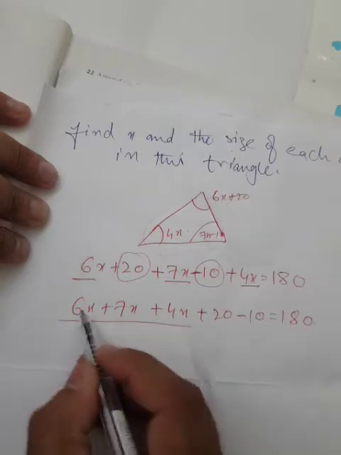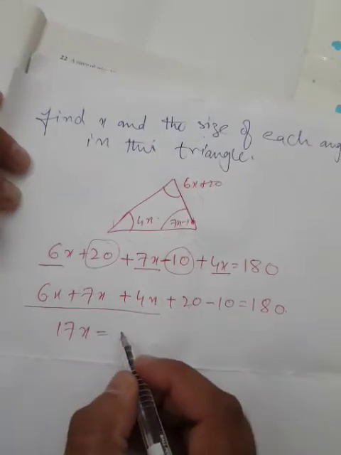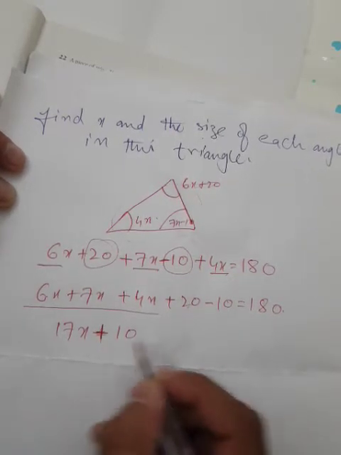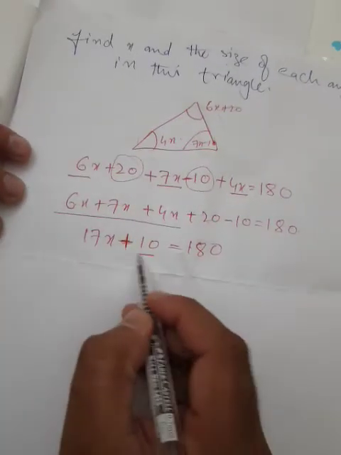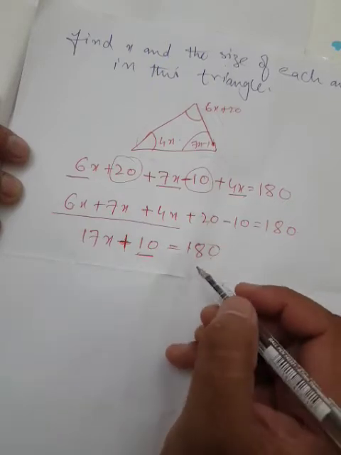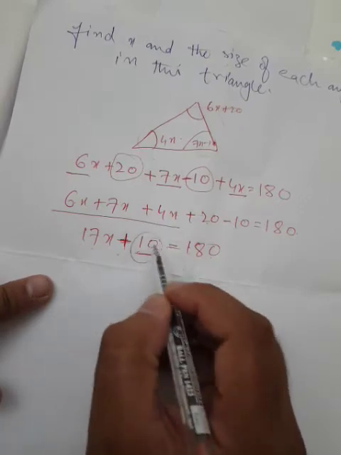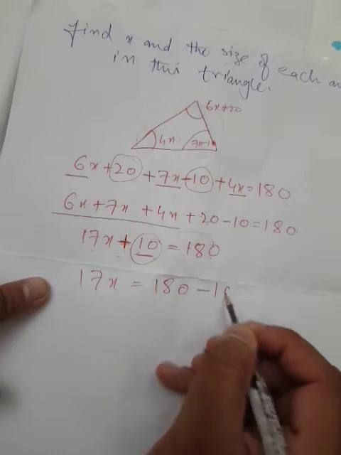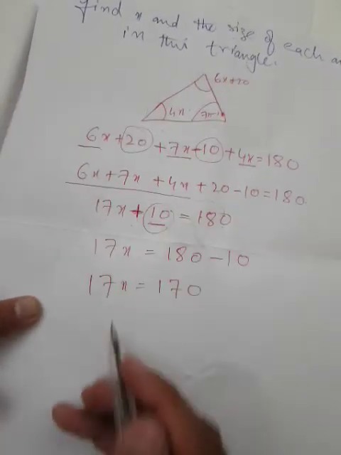Solve the same family first. 6 plus 4 is 10, 10 plus 7 is 17x. 20 minus 10 is 10. This will remain, plus sign, is equal to 180. Now I will move this 10 to the other side, since I told you, back to the linear concept, how to solve basic linear equations. This is 17x plus 10. I will move this 10 to the other side. So 17x is equal to 180 minus 10. 17x is equal to 170.